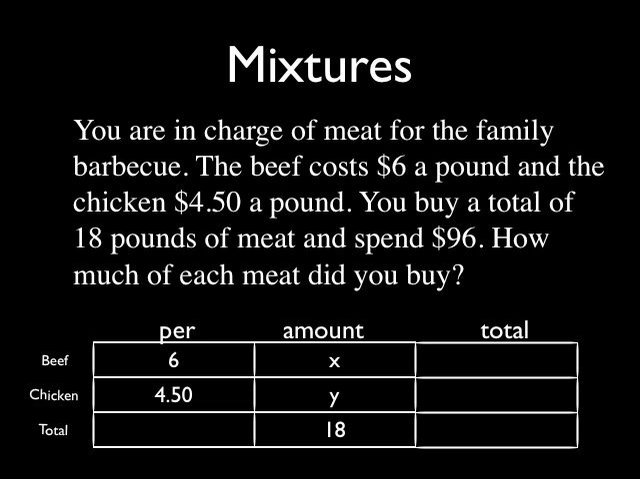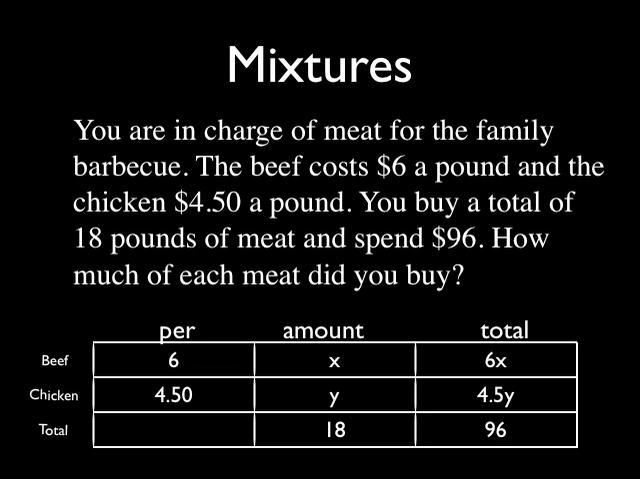Where does 96 go? The biggest mistake I will see is that people put 96 under the per. Why does 96 not belong there? Good, nothing is $96 per pound. It's not a per, it's a total. So that's my total cost is 96.